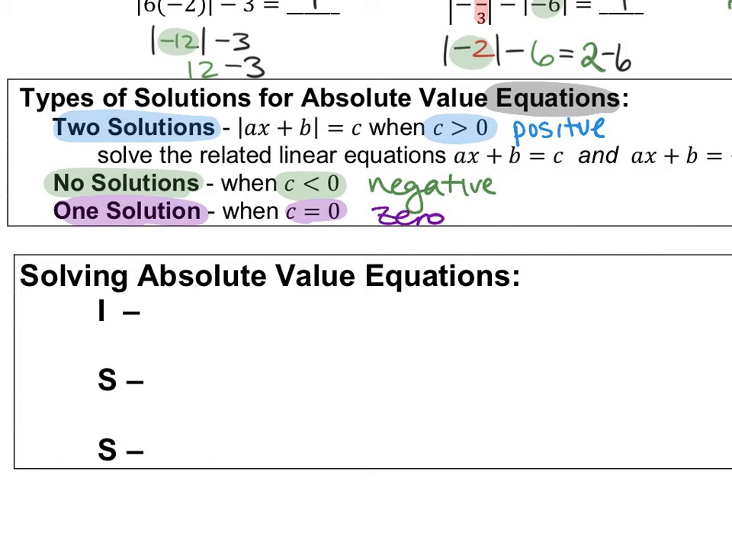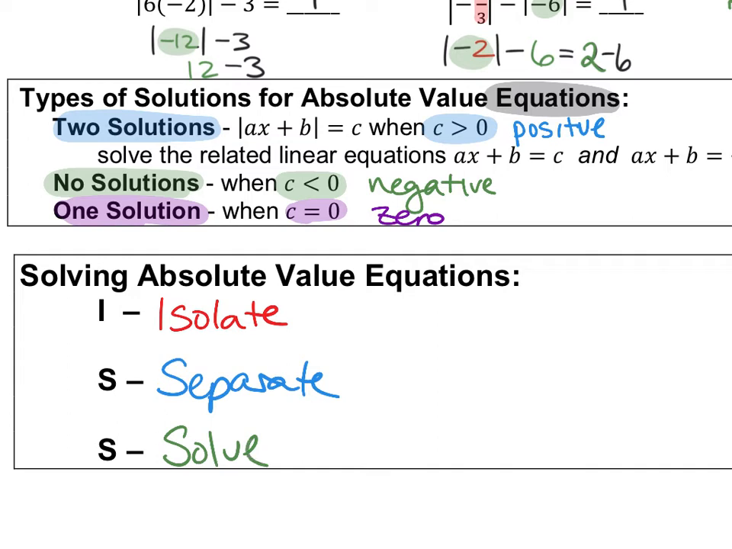So when we are solving, there's a step where we're going to say to ourselves, how many solutions will there be? Either 2, 1, or none is the answer. But the steps that we're going to do to solve an absolute value equation are the following. The steps are labeled ISS. We can remember that. ISS stands for isolate, separate, and solve.